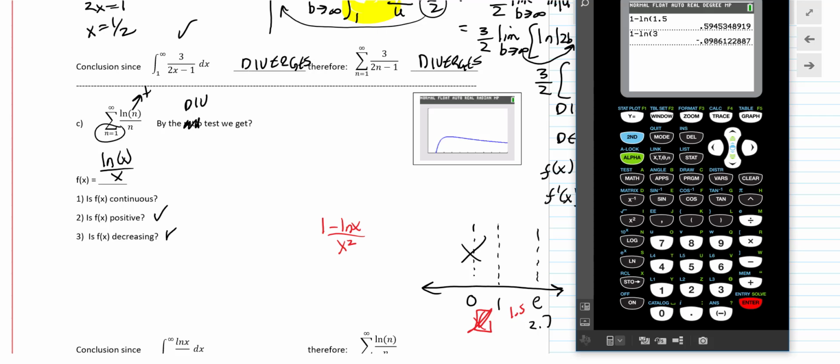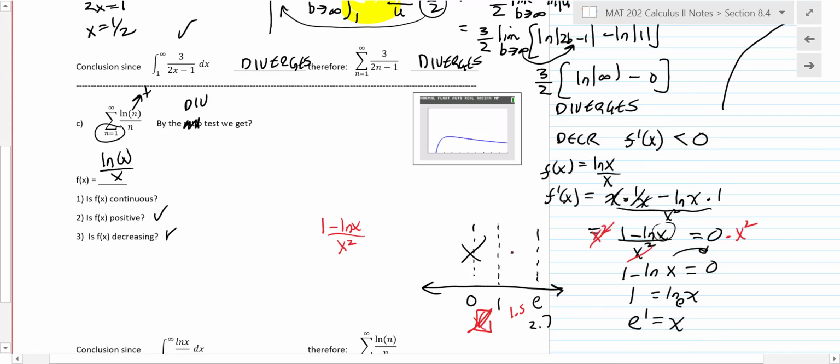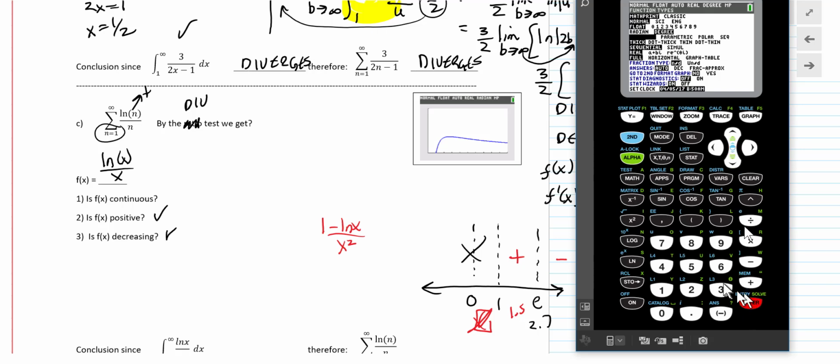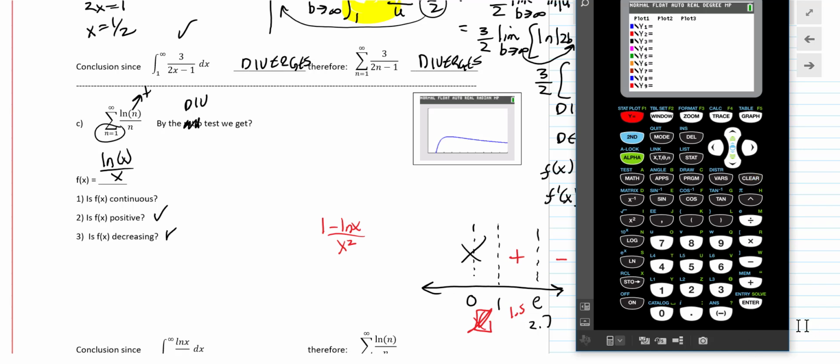So what'll happen with this, if you did this sign chart, is it's going to end up having a plus, and then once you go out there, it'll be negative. Let me show you what I mean by that. Let me get this in the right mode here. I'm going to graph the derivative. The derivative is 1 minus ln of x, and then divide by x squared.